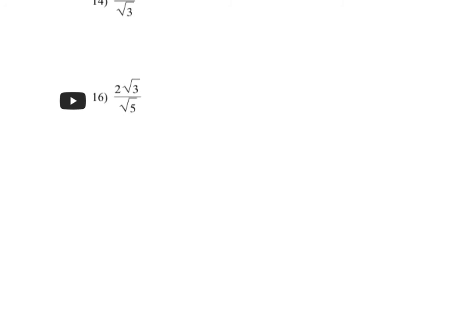Alright, the last one I'm going to go over is number 16. So I see a radical in the denominator, so first thing I need to do is rationalize by multiplying by square root of 5 over the square root of 5. That's my big one. And then we multiply straight across. So in this case, 2 can't be multiplied, but we can multiply the 3 and the 5 since they're both radicals, so that's 15. And then square root of 5 times square root of 5 turns into just 5.